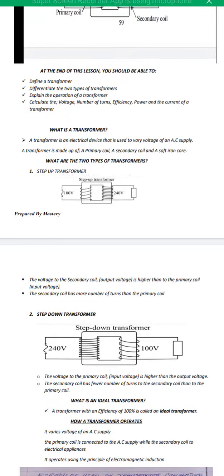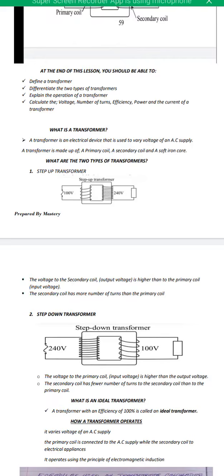How does a transformer operate? A transformer just varies voltage of an AC supply. The primary coil is connected to the AC supply, while the secondary coil is connected to electrical appliances. The primary coil cannot be connected to direct current. Here AC stands for alternating current, meaning that the current is able to vary.